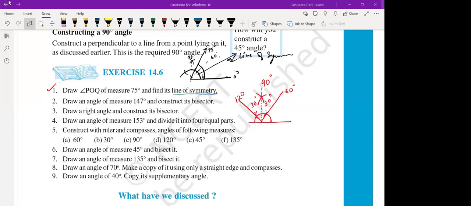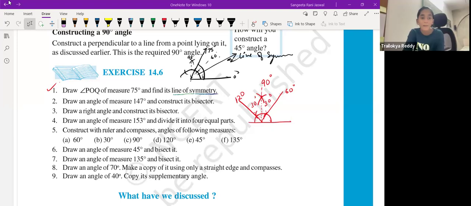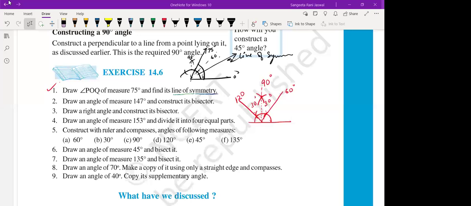Done, children? Yes, ma'am. Okay. Then you have to write the steps of construction also.